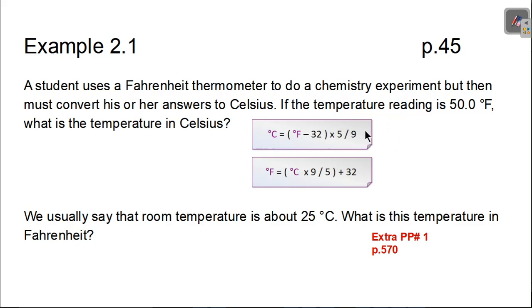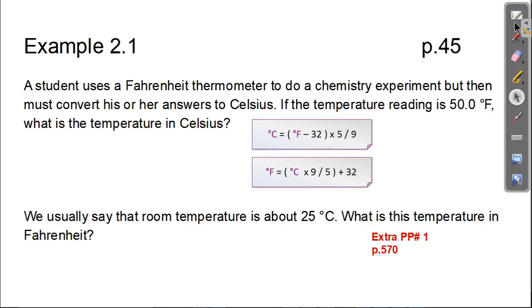Okay. Of the two of them, I hope you can see that they want the temperature in Celsius and they give you the temperature in Fahrenheit. So you're going to have to use this equation right here to find what they are asking. Let's see the second part. We usually say that room temperature is about 25 degrees Celsius. What is the temperature in Fahrenheit? So now for this one, they want the Fahrenheit and they give you the Celsius. You're going to use the second equation right here. You see how this works? Use the correct equation to find what they are asking.